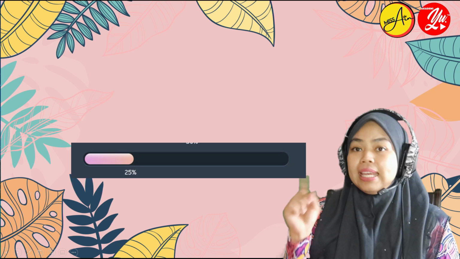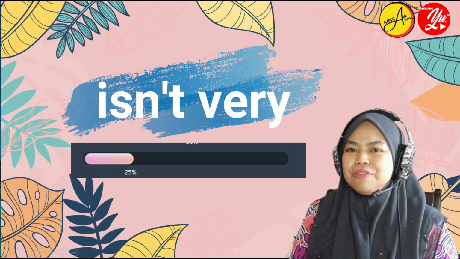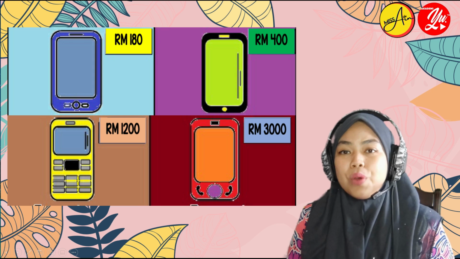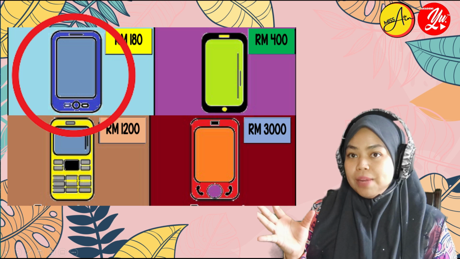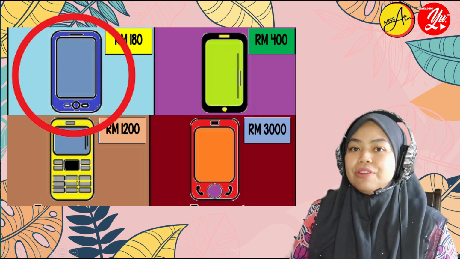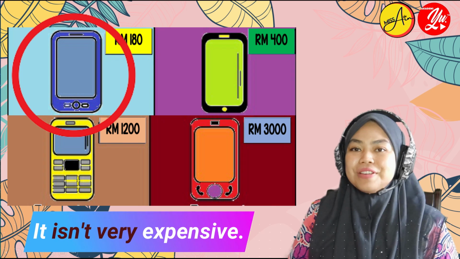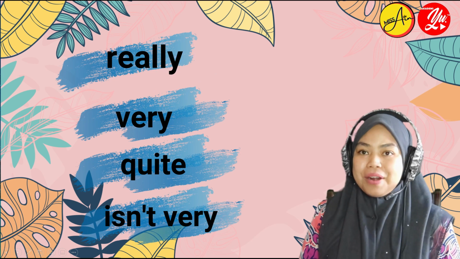Last one is isn't very. It isn't very expensive. And you are left with the 180 ringgit phone. It's cheap and affordable. So you can use the phrase isn't very. It isn't very expensive. Let's recap. We have really, very, quite, and isn't very.